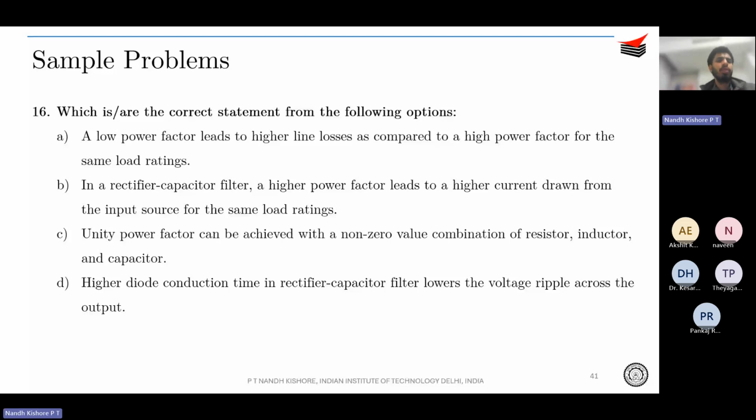Which are the correct statements from the following options? A low power factor leads to high line losses as compared to high power factor for the same load ratings. So in rectifiers.